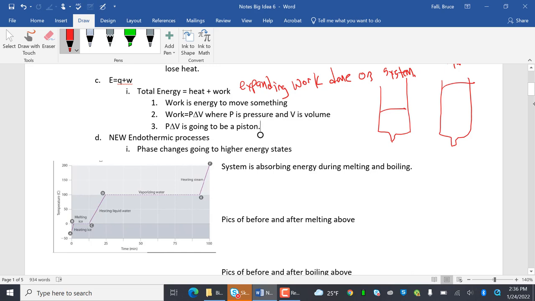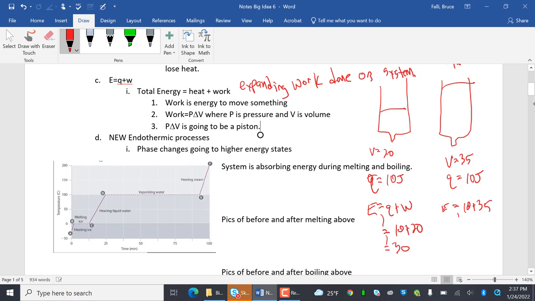So if I tell you, volume equals 20, Q equals 10 joules. And then how much energy was put into it if the volume is now 35 and the Q is 10 joules. So the volume just changed, right? So remember, E equals Q plus W. So here I have 10 plus 20 is 30. And over here, I have 10 plus 35 is 45. So 15 joules were added. Okay. So energy comes in the form of work or heat, and it's got to add together for total energy.